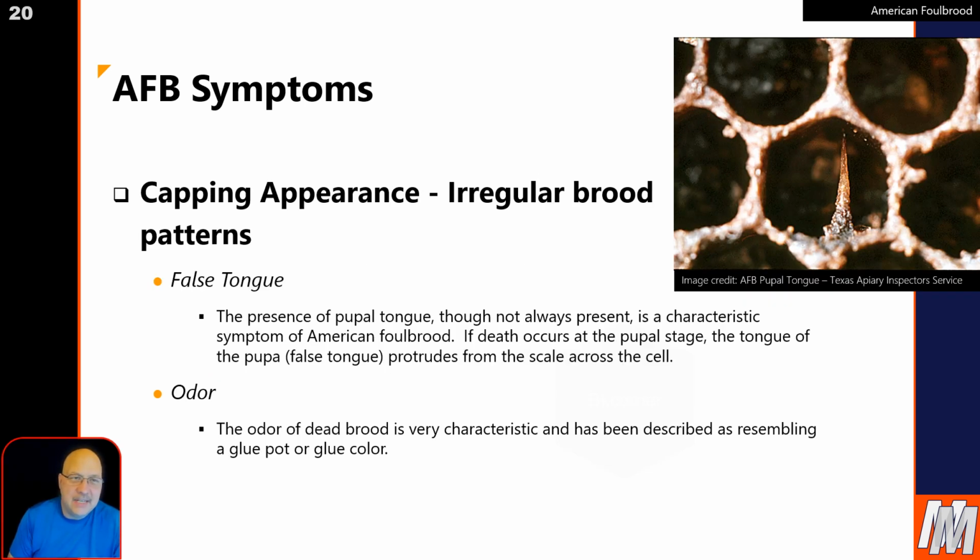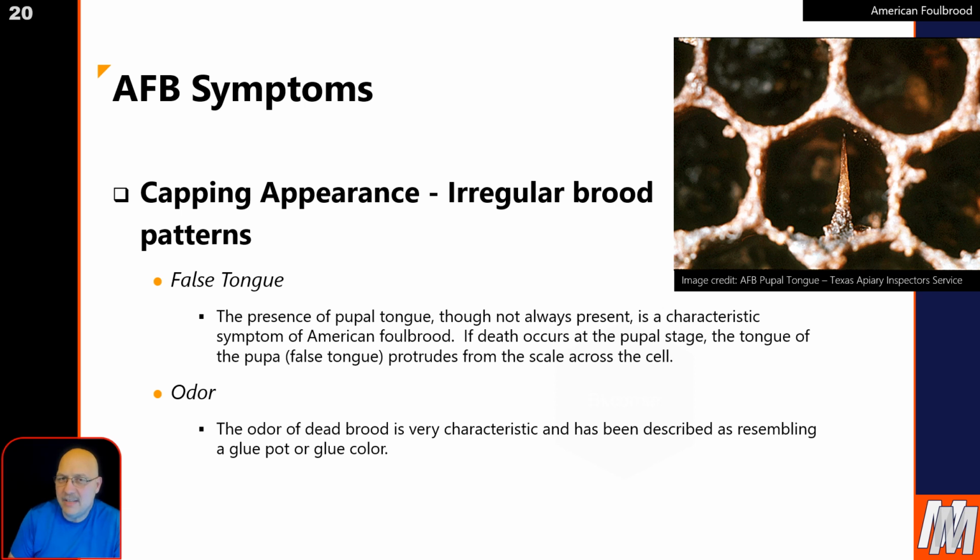Two secondary late stage symptoms that you might find. One is pupal tongue. As the bees start to perish from the disease, some of the developing larva never gets capped and it dies in the open cell, and you might find that as part of their starvation they stick their tongue out and it will be stuck to the inside of the cell. The second thing is an odor. It's described sometimes as a rotten egg or dead fish kind of smell.